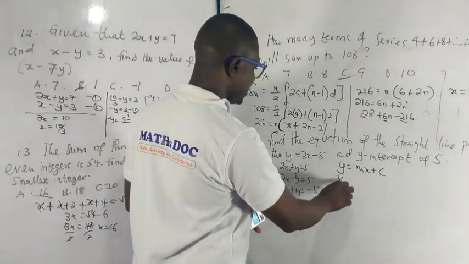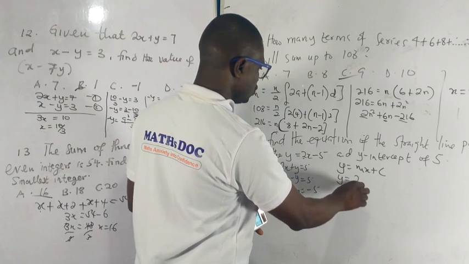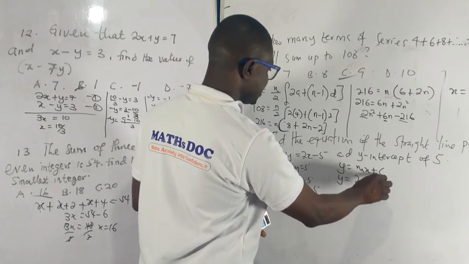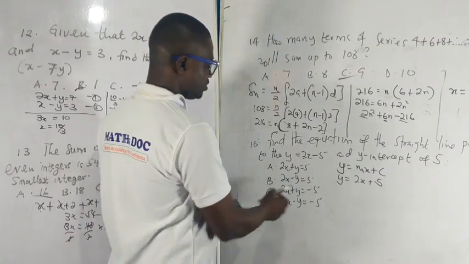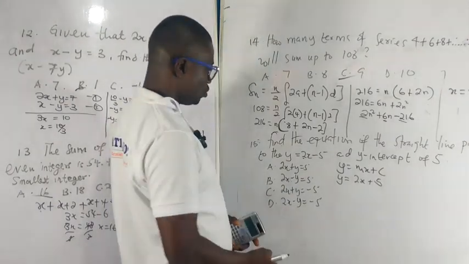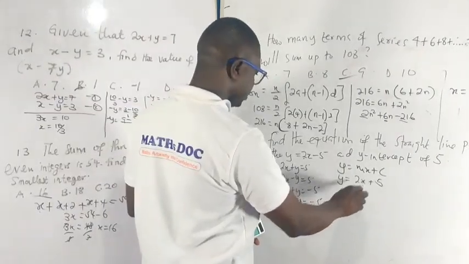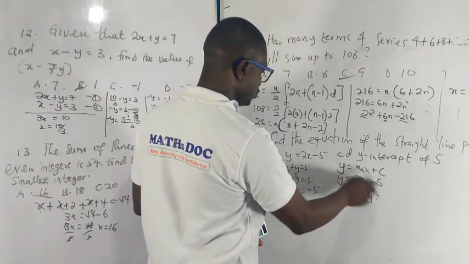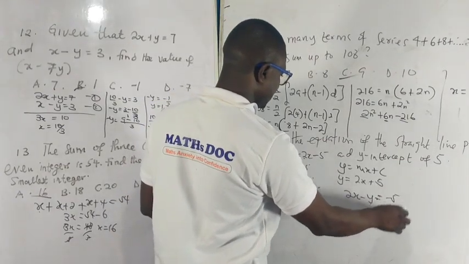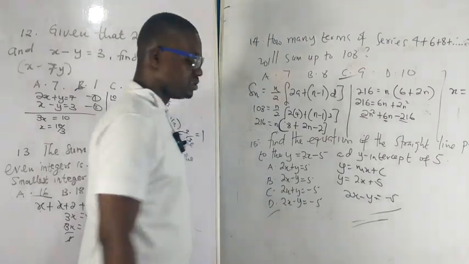So we have y is equal to 2x plus 5. Now let's rewrite this expression to look like that. So we have 2x, then this move there, minus y, then this also goes to the other side, minus 5. And our answer is D.